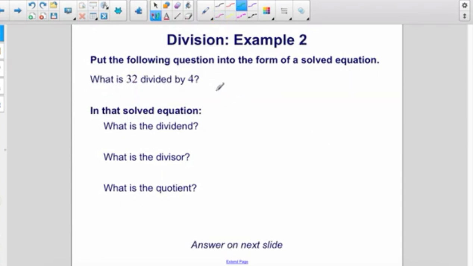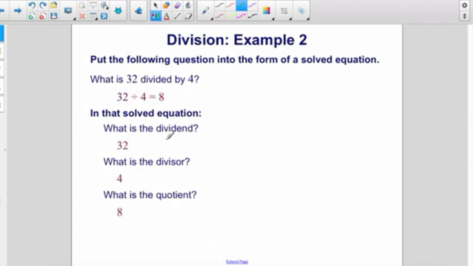Put the following question into the form of a solved equation. What is 32 divided by 4? The dividend, the number being divided, is 32. The divisor is 4. 32 divided by 4 is 8, the quotient.